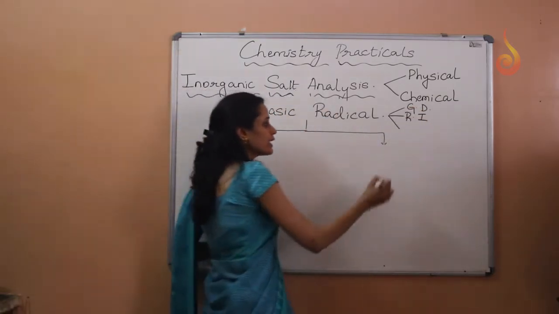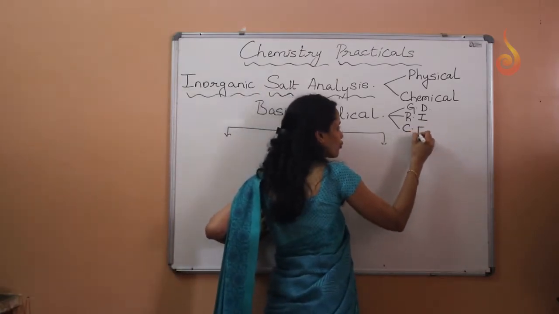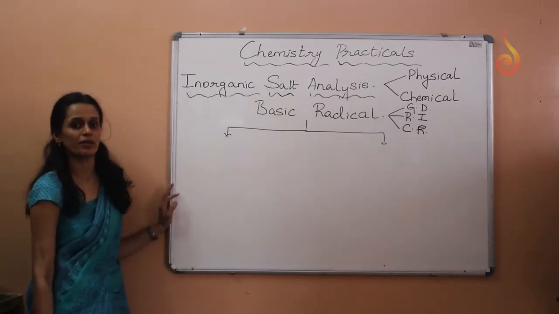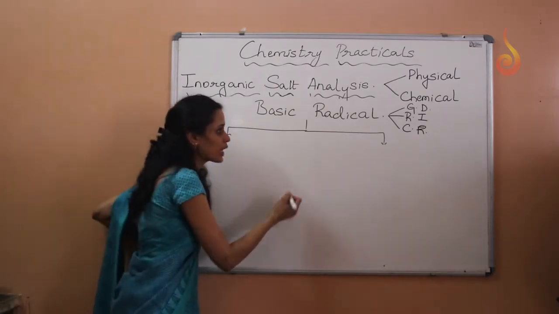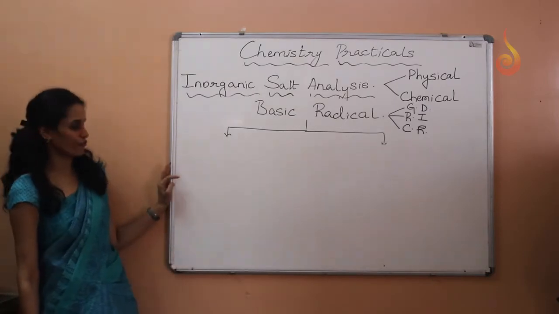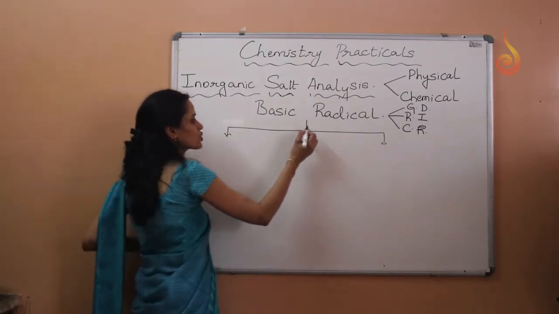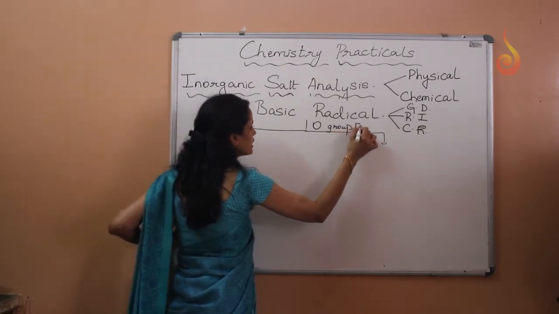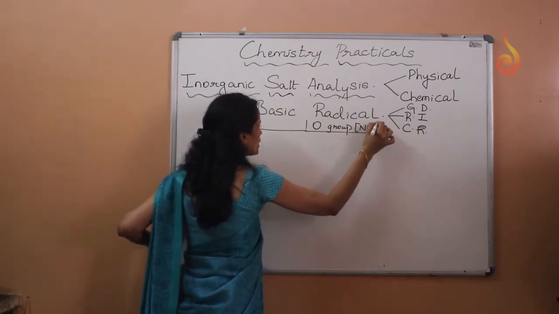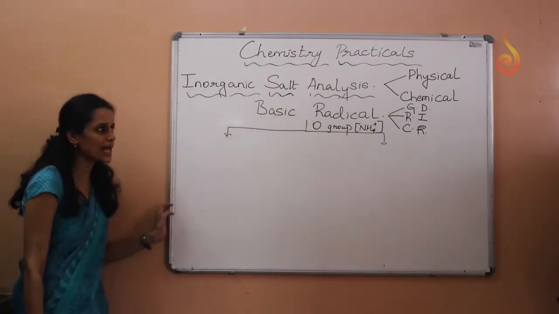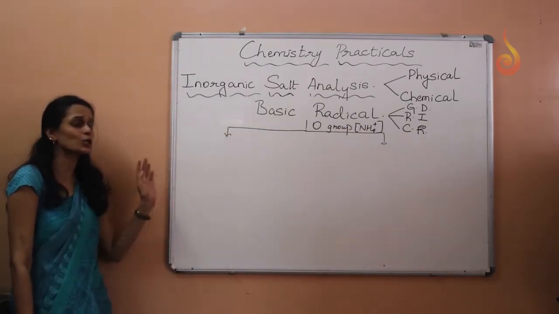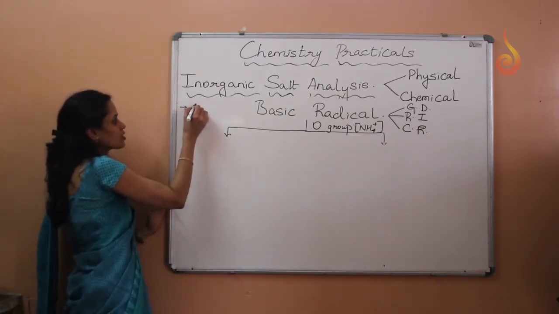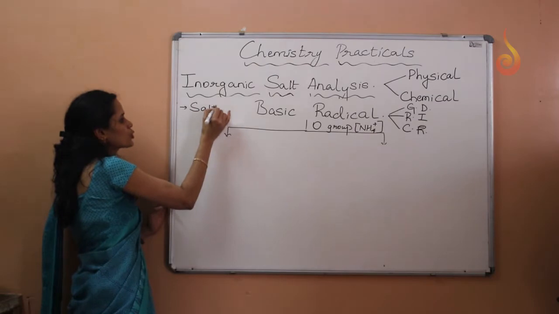Then after radical identification, we confirm the radical by performing a confirmatory test. So now let's start with each group of the basic radicals. The first group is the zero group. What is the ion present in the zero group? Ammonium ion. Except for the zero group, for other group basic radicals, we always use salt solution.